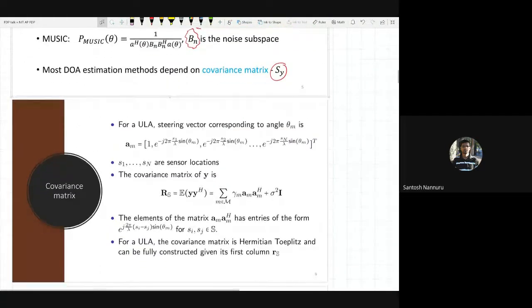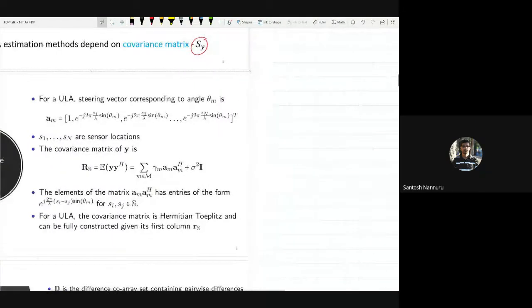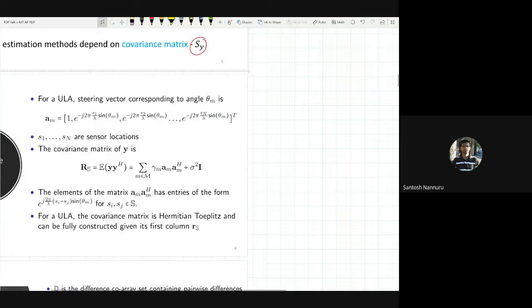Uniform linear array. So this is again the steering vector from before. The steering vector corresponds to some angle, I'm assuming theta m. So this is the steering vector. Let us write it down. s_1 up to s_N are sensor locations, and I have the covariance matrix. This is not the sample covariance matrix, this is the theoretical one. The theoretical covariance matrix is the expectation of y y Hermitian. So this is equal to this.